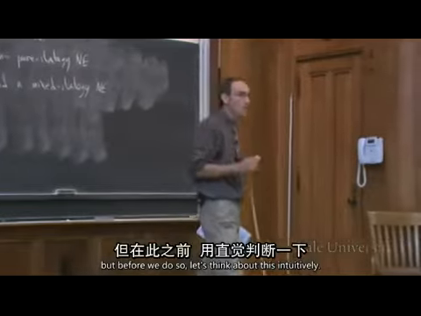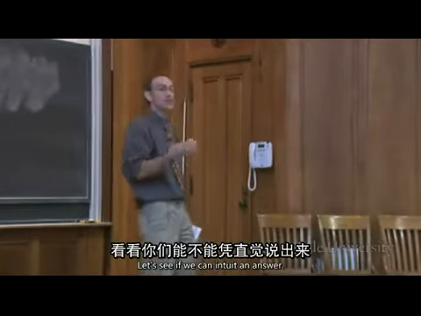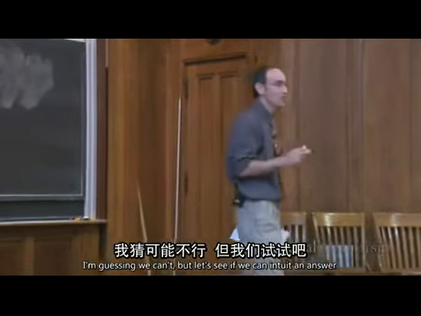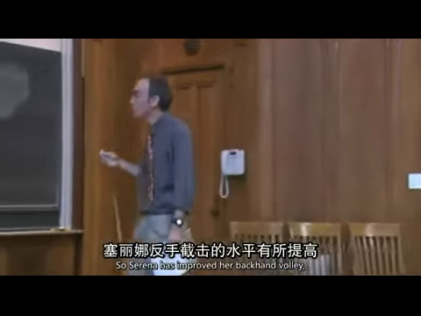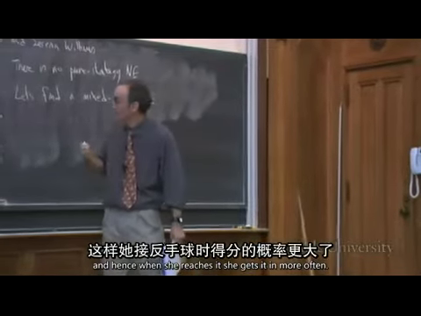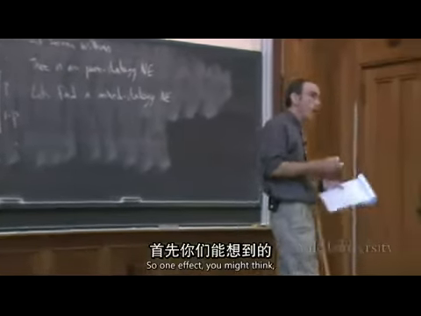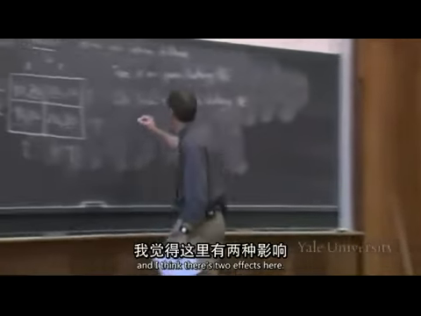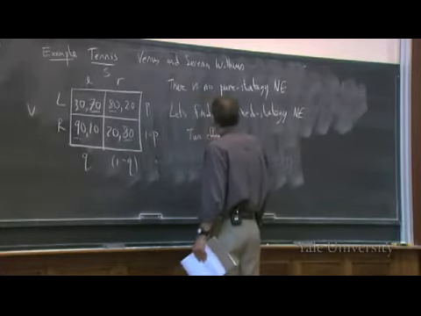But before we do so, let's think about this intuitively. Let's see if we can intuit an answer. All right? I'm guessing we can't, but let's see. So Serena has improved her backhand volley, and hence when she reaches it, she gets it in more often. All right? So one effect, you might think, is what we might want to call a direct effect. I think there are two effects here.